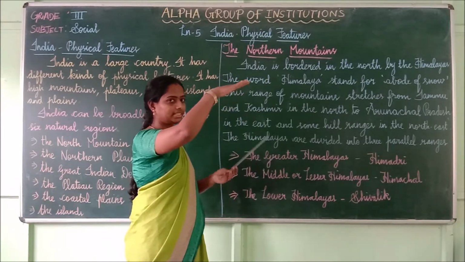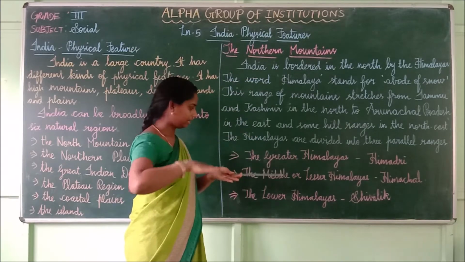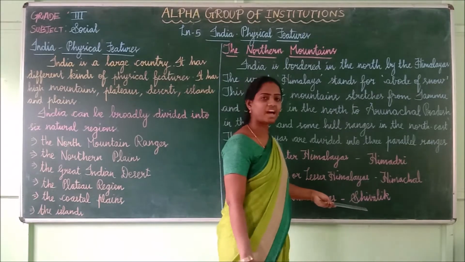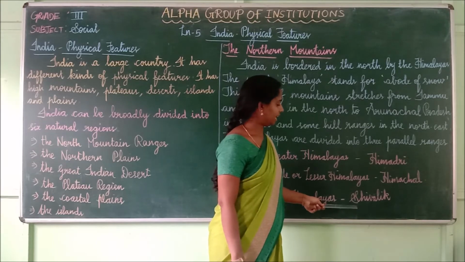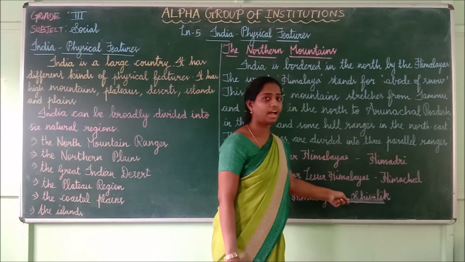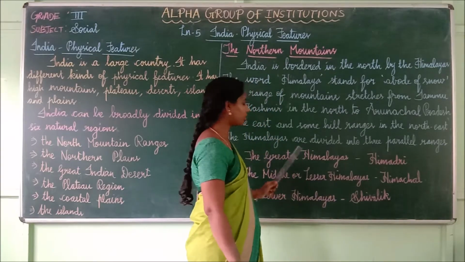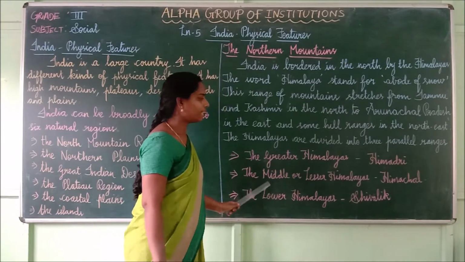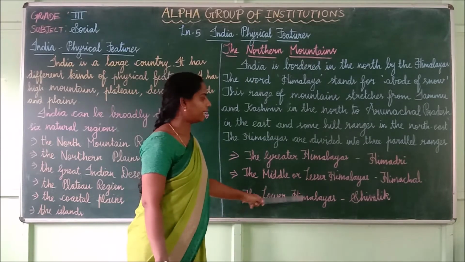Okay, first they said three parallel ranges. The first one is the greater, then the middle, and then the lower. The lower Himalayas' name is Shivalik. What is the spelling of Shivalik? S-H-I-V-A-L-I-K, Shivalik. Okay, children, this is what we are going to discuss: the Greater Himalayas, Himadri; the middle or lesser Himalayas, Himachal; and the third one, the lower Himalayas, Shivalik.